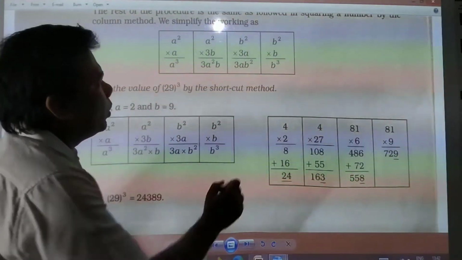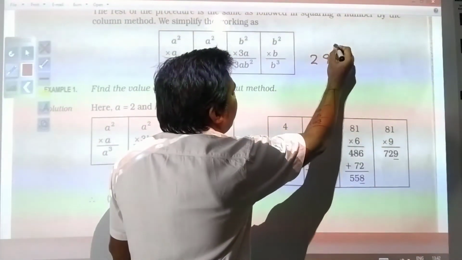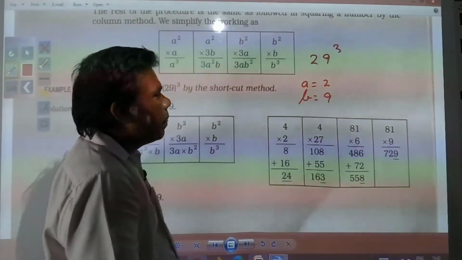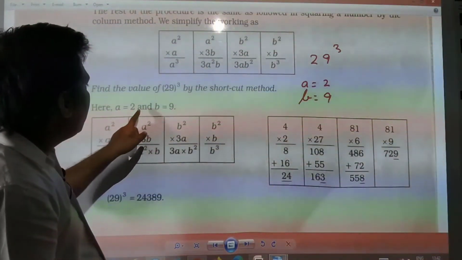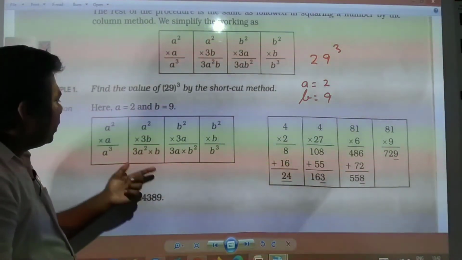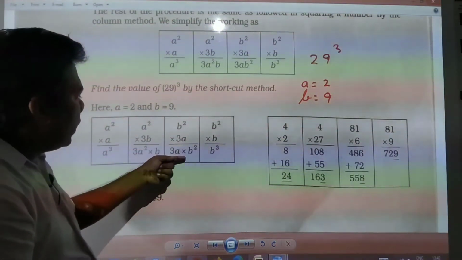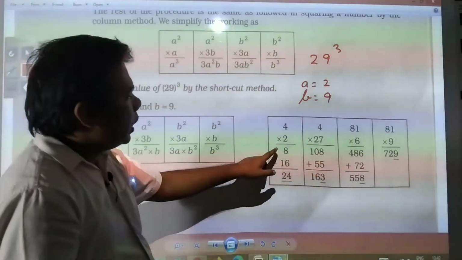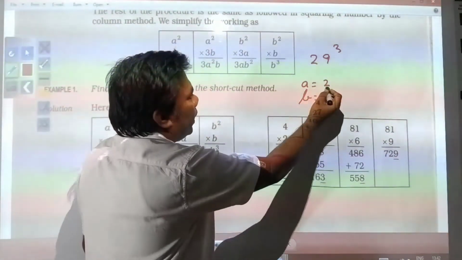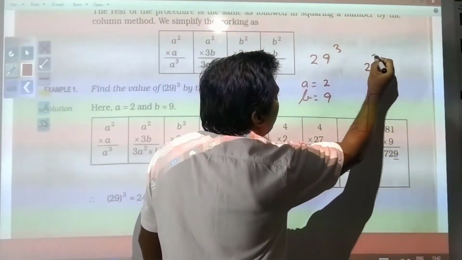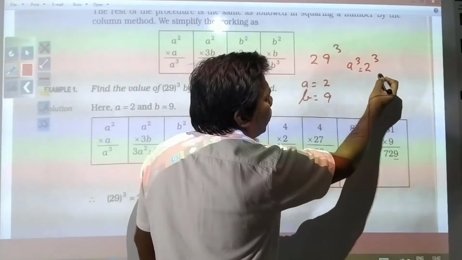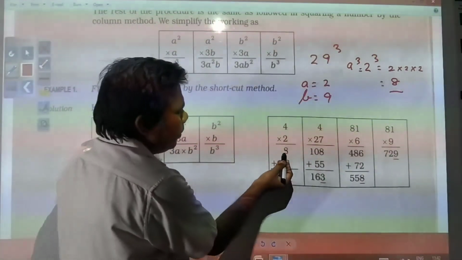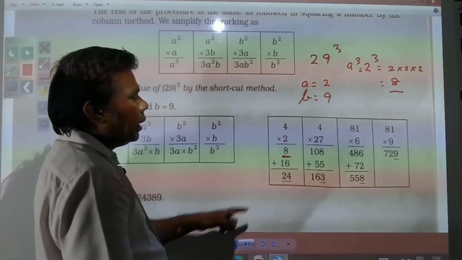Suppose you have 29 cube. It means a is equal to 2 and b is equal to 9. Here 4 columns have been made: a cube, 3a square b, 3ab square and b cube. Now what needs to be done? We need to find a cube first. A cube means 2 cube, which means 2 into 2 into 2. It means 8. So 8 has been written.